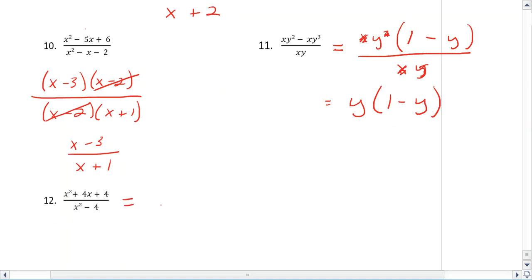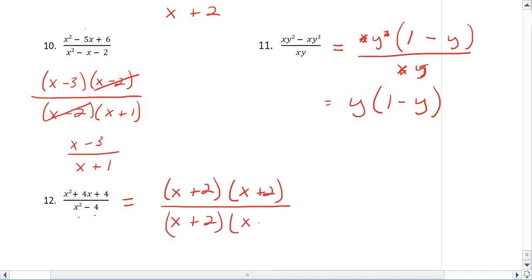All right, last example. Again, factoring top and bottom this time. This numerator factors into x plus 2, x plus 2. This bottom, this denominator, is the difference of two perfect squares, x plus 2 and x minus 2. And the x plus 2's cancel out, and so we are simply left with x plus 2 over x minus 2 as our simplified answer in factored form.